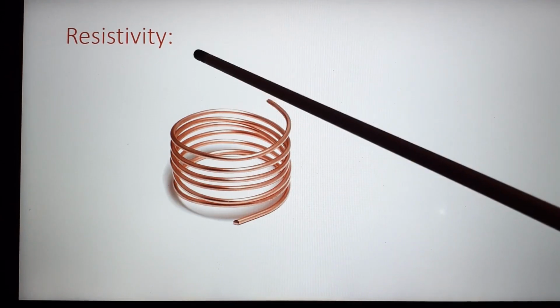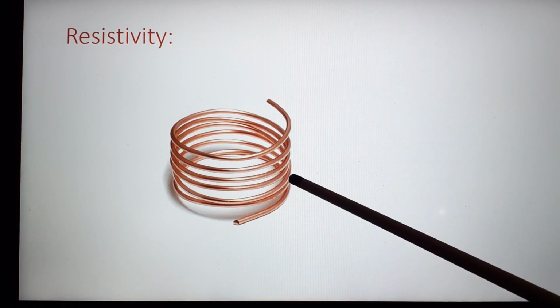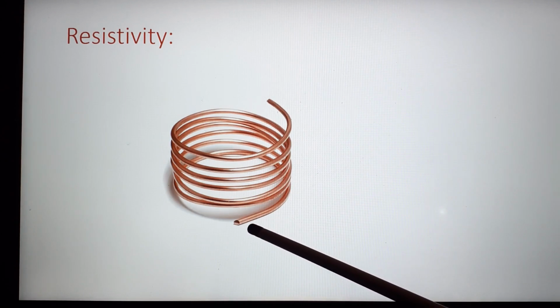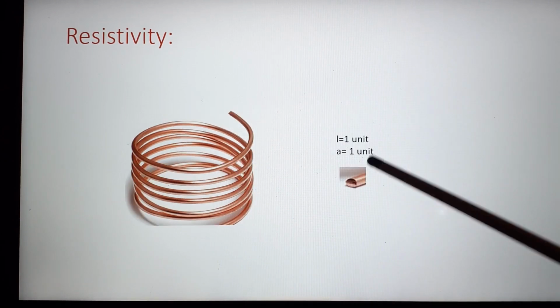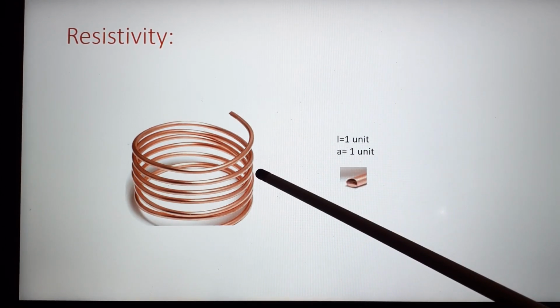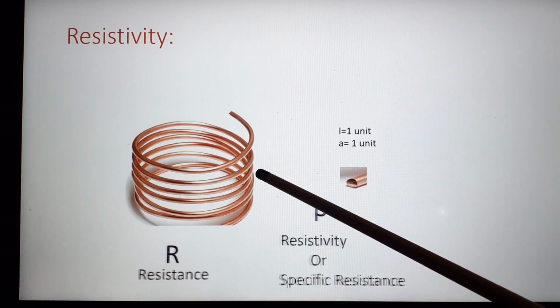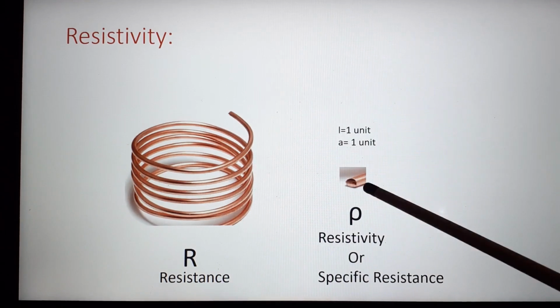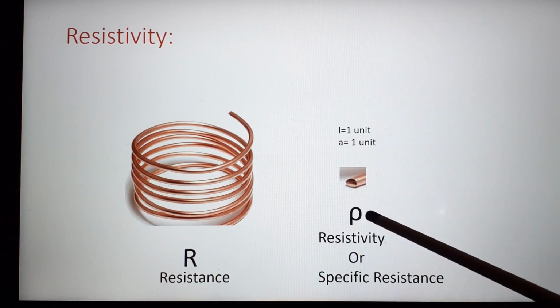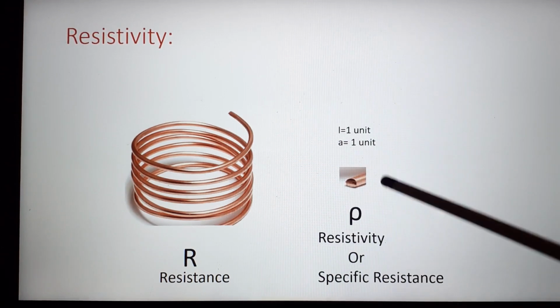Now let us understand resistivity in a practical way. I have taken a long wire. Now I am going to cut a piece of wire which has unit length and unit area of cross section from this wire. So I have cut a wire of unit length and unit area of cross section. Now the resistance of this full long wire is denoted by R, called resistance, and the resistance of that piece of unit length and unit area is called specific resistance or resistivity.